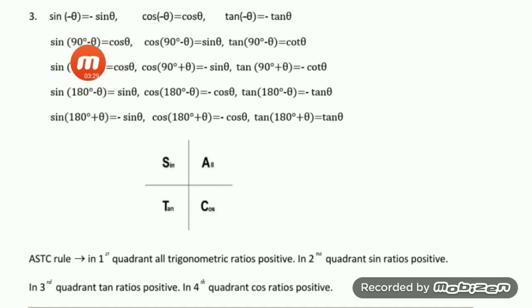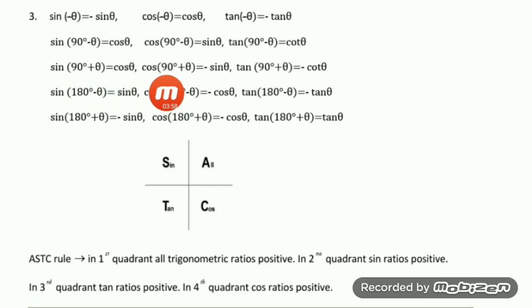Okay, now sine of 90 degree minus theta. First you have to see in which quadrant 90 minus theta lies. You start from 90 degree and come back by theta, so it is in the first quadrant. In the first quadrant all are positive, so the sine sign will be positive. Then it can be written as 1 into 90. 1 is an odd number, so it is an odd multiple of 90, so the sine ratio changes to cos. That's why sine of 90 degree minus theta is equal to cos theta. Similarly, we have derived all these things.